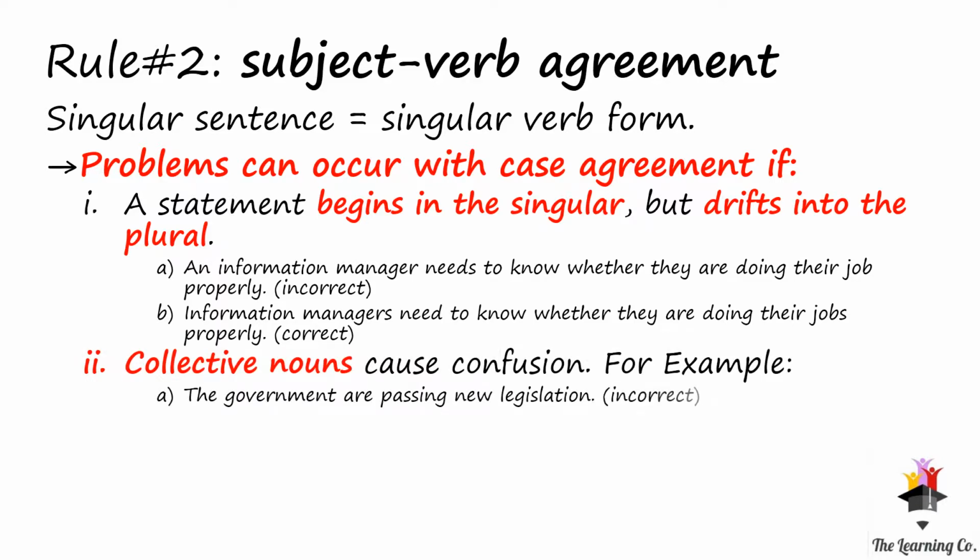Secondly, collective nouns cause confusion. For example, the government are passing new legislation. This is incorrect because there is just one government in the example, and so it should be read as the government is passing new legislation.